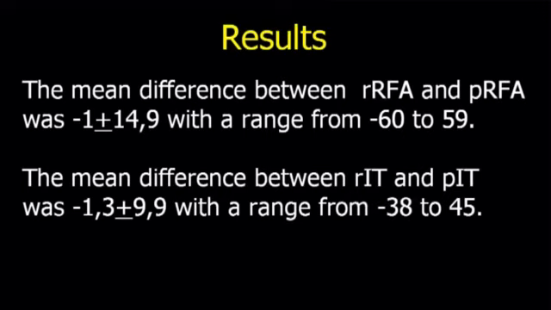Result. As you can see, the mean difference between the real RFA and the perceived was -1, again with a huge range, while the mean difference between the perceived insertion torque and the real insertion torque was again -1.3, again with a huge range. So generally, we are underestimating the primary stability.